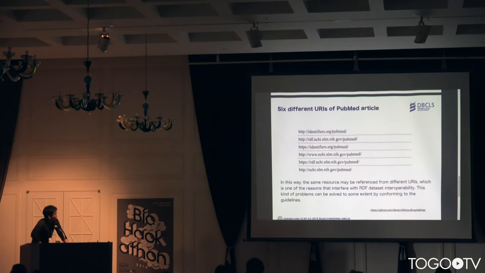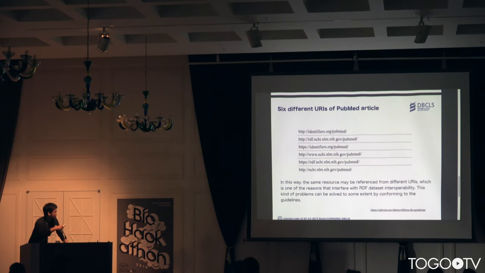So I'd like to show one of the reasons why we need such a guideline. In this slide, I show six different URIs of PubMed articles actually used in the RDF datasets submitted to the RDF portal. The same resource may be referenced from different URIs. These different URIs refer to the same resource, but in RDF, these URIs are considered as different resources.